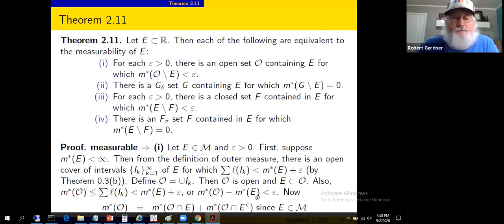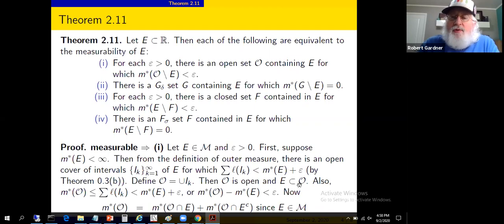Okay, now using the fact that E is measurable, that's what we're hypothesizing in this case, we know the outer measure of O equals the outer measure of O intersect E plus the outer measure of O intersect E complement. That's the Carathéodory splitting condition applied to E. Here's E and E complement, where the arbitrary set of real numbers that could go here, we've chosen to be that open set O.